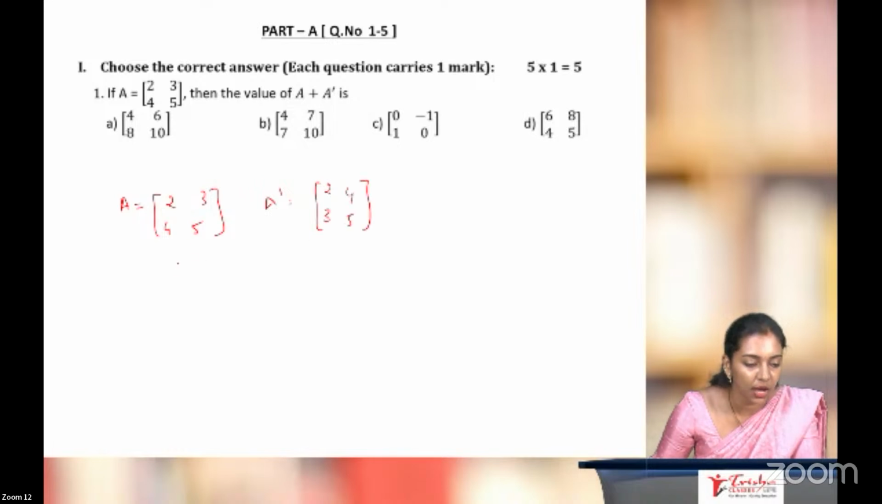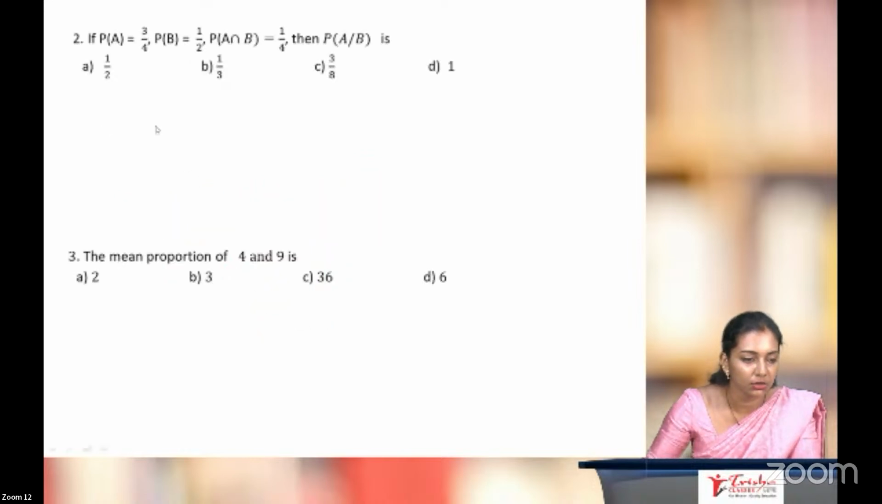Now what you have to do? You have to add them, A plus A dash. Very easy. Just add corresponding elements, 2 plus 2 that is 4, 3 plus 4 that is 7, 4 plus 3, 7, and 5 plus 5 that is 10. That's it. Okay. Now let's go to the next problem.